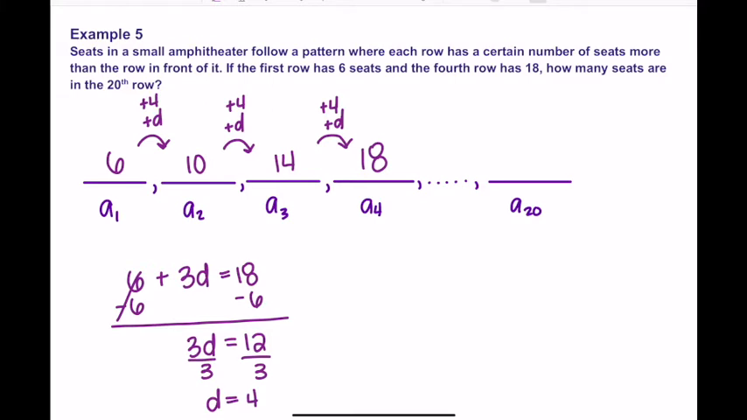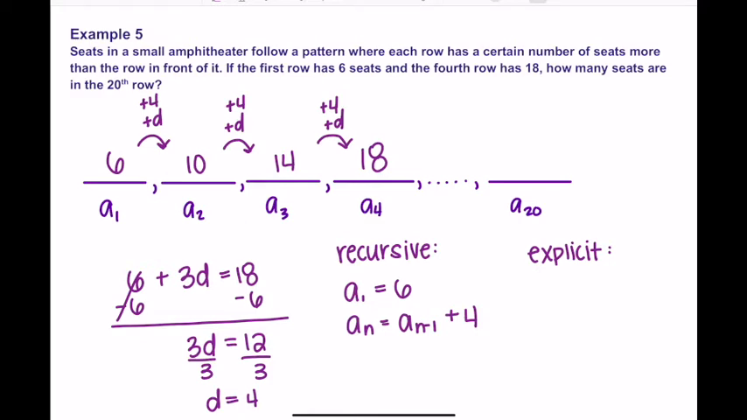So from what we've learned before, the explicit definition and the recursive definition are 2 different things. First, let's talk about the recursive formula just to get some more practice in. So a sub 1, the first row, had 6 seats. Then every row after that was the previous number of seats plus 4. The explicit definition is what's going to be most helpful in finding the number of seats in the 20th row, because we don't want to add 4 that many times. It would just be time consuming.